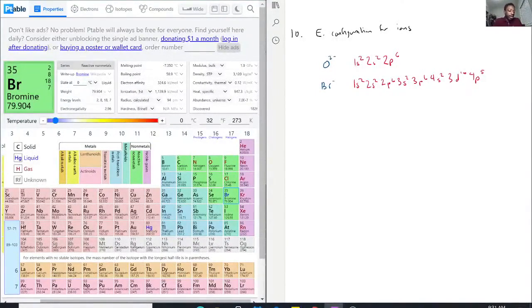We can actually just double check that. So we have 2 plus 2 plus 6 plus 2 plus 6 plus 2 plus 10 plus 5. That's 35. Perfect. But this is Br-. So like the oxygen, we're going to fill that p orbital, because that is what happens when you add 1 extra electron. So now the bromide ion resembles a krypton atom.